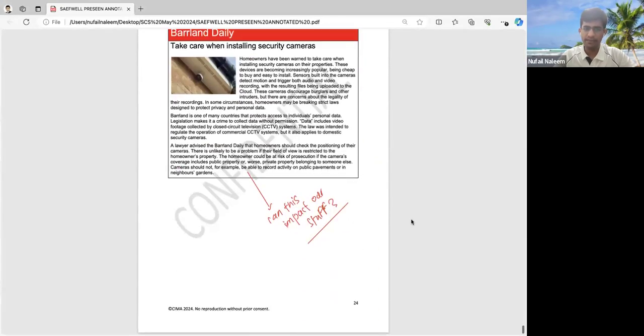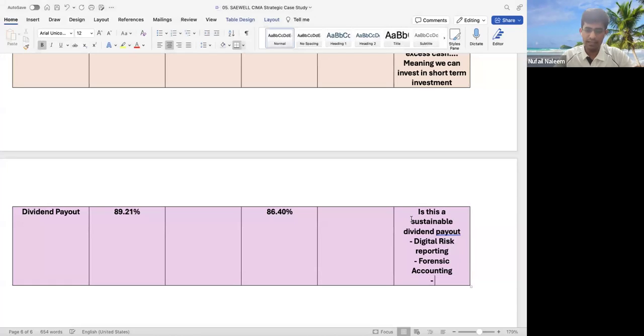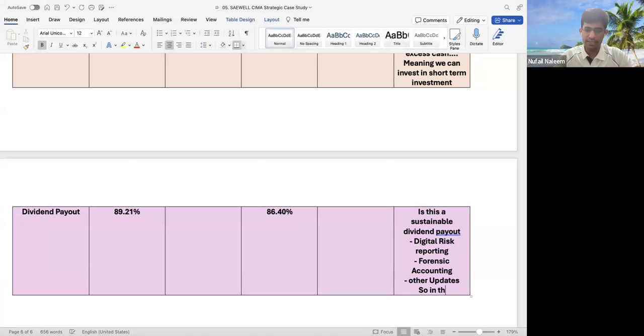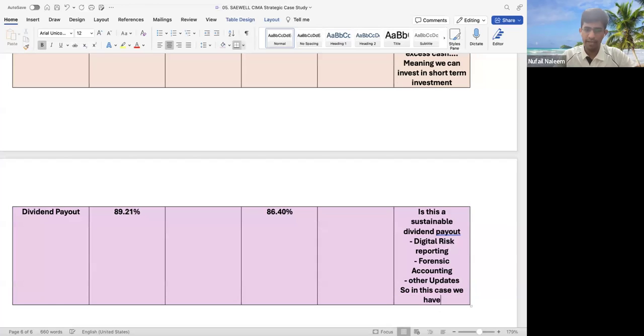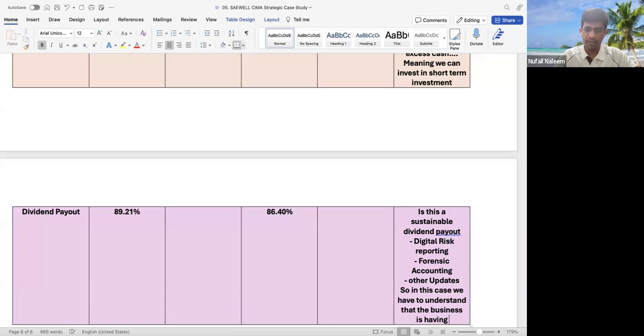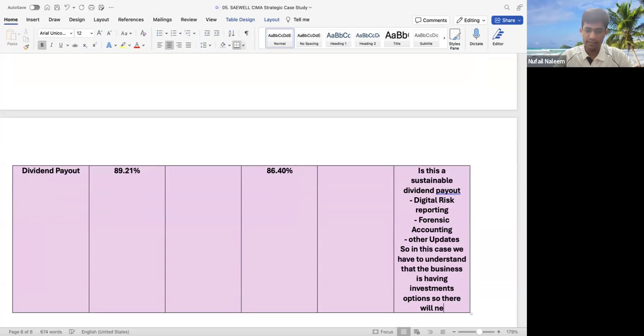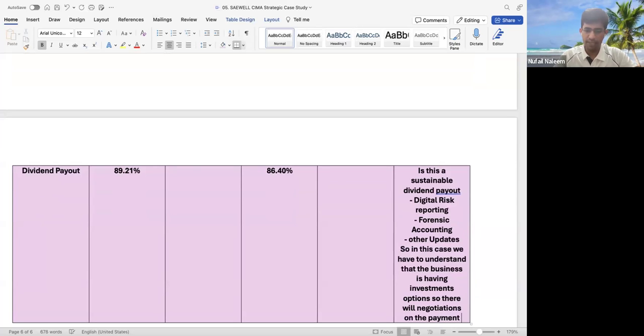And then, students, other updates. So I'll write down here, other updates. So in this case, we have to understand that the business is having investment options. So there will be negotiations on the payment term.